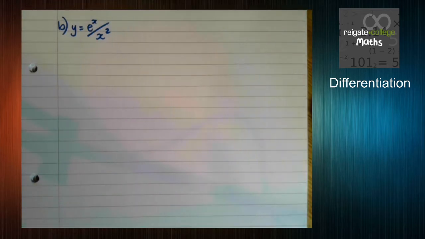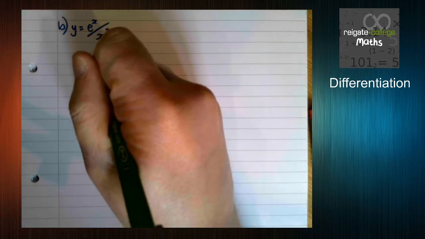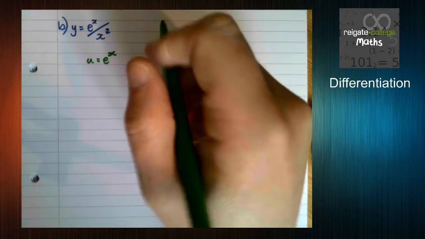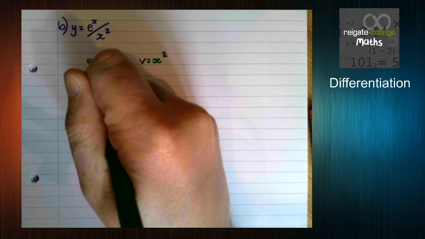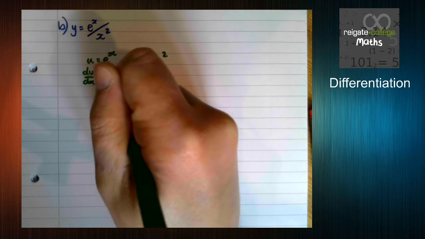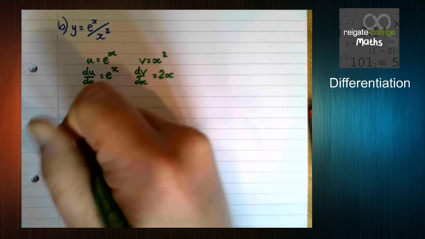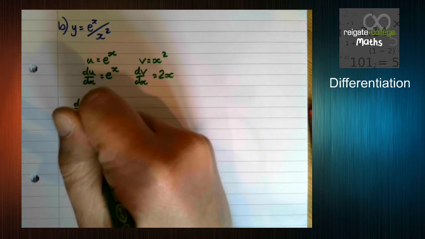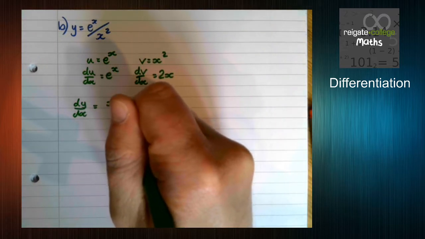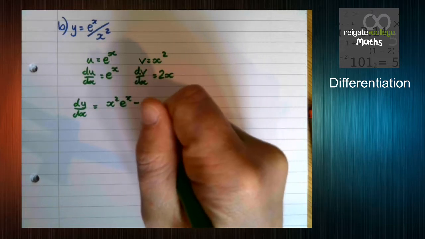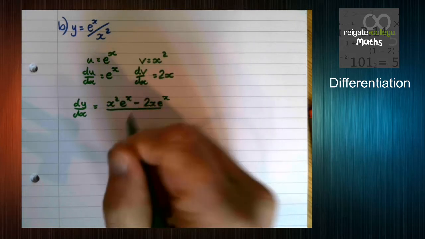Looking at y equals e to the x over x squared, u is going to be equal to e to the x, v is going to be x squared, so du by dx is e to the x, dv by dx is 2x, so dy by dx is v du minus u dv over v squared.